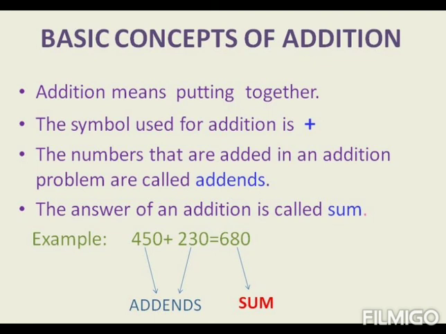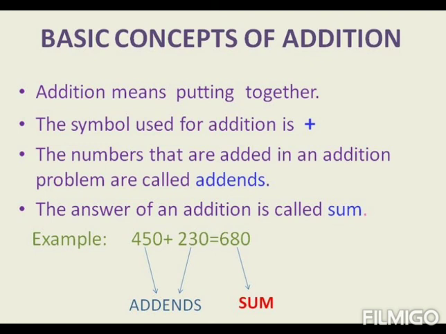The numbers which are added in the addition sum are called addends. It may be 2 or more addends also. More than 2 addends also will be given in the sum. The result of the addition sum is called the sum.